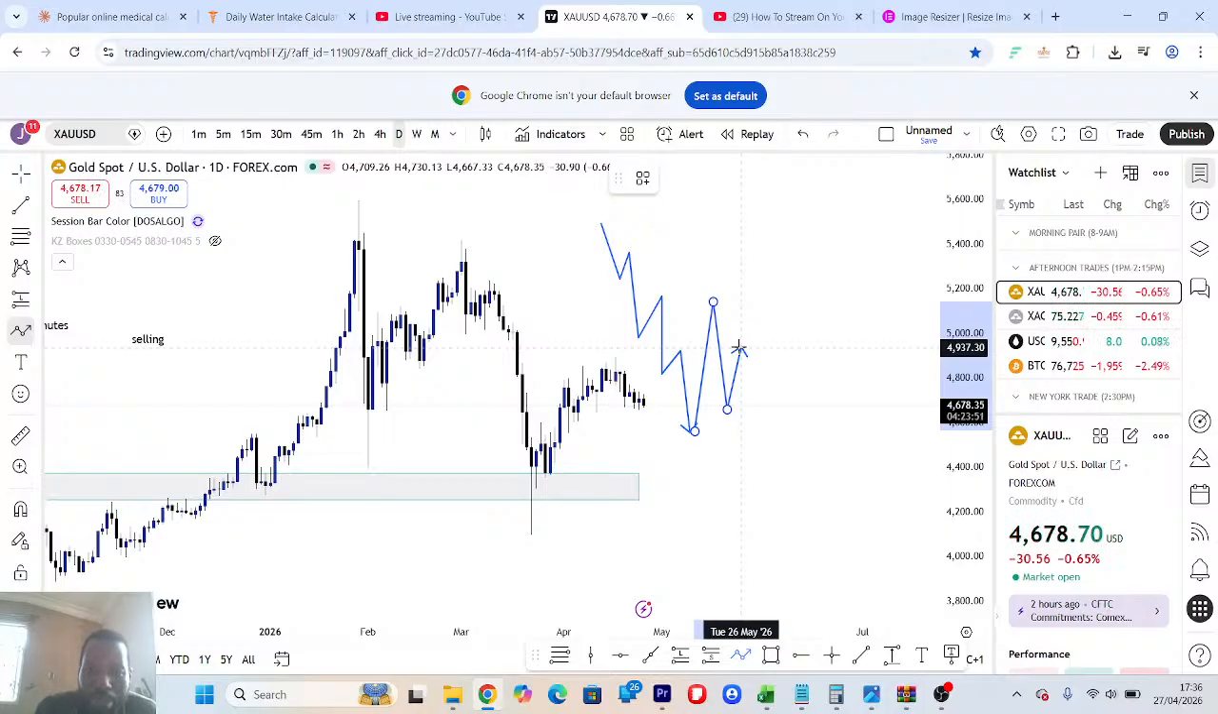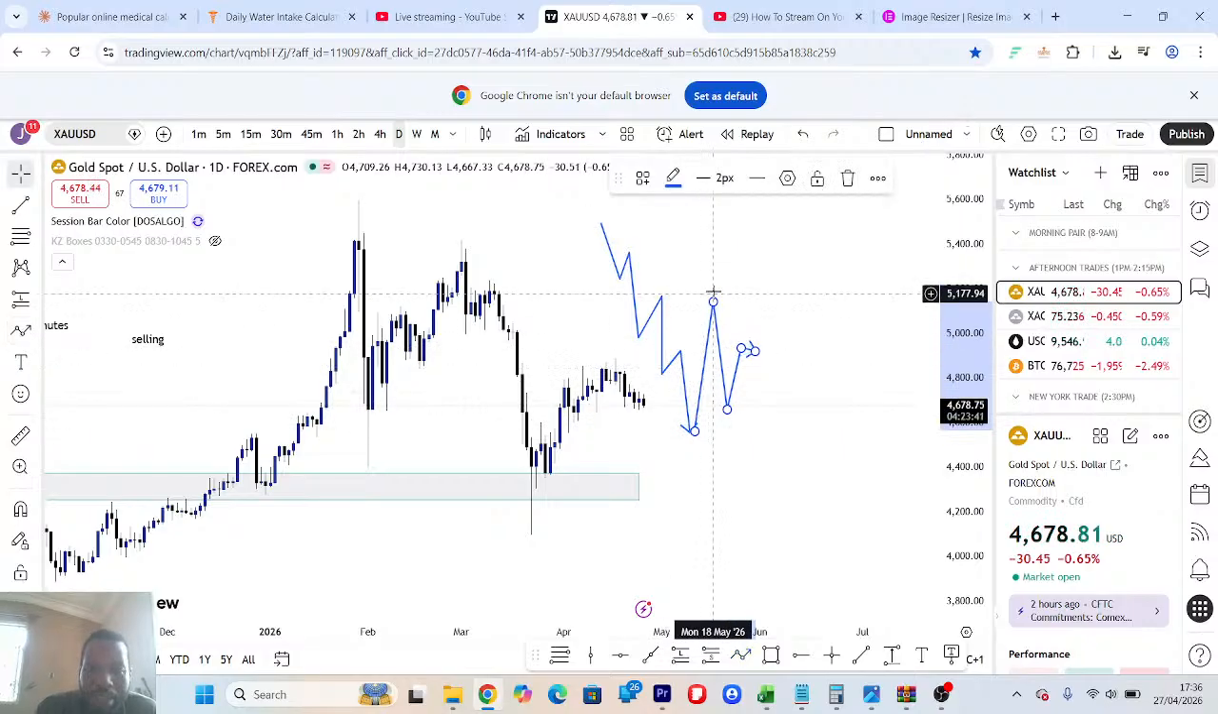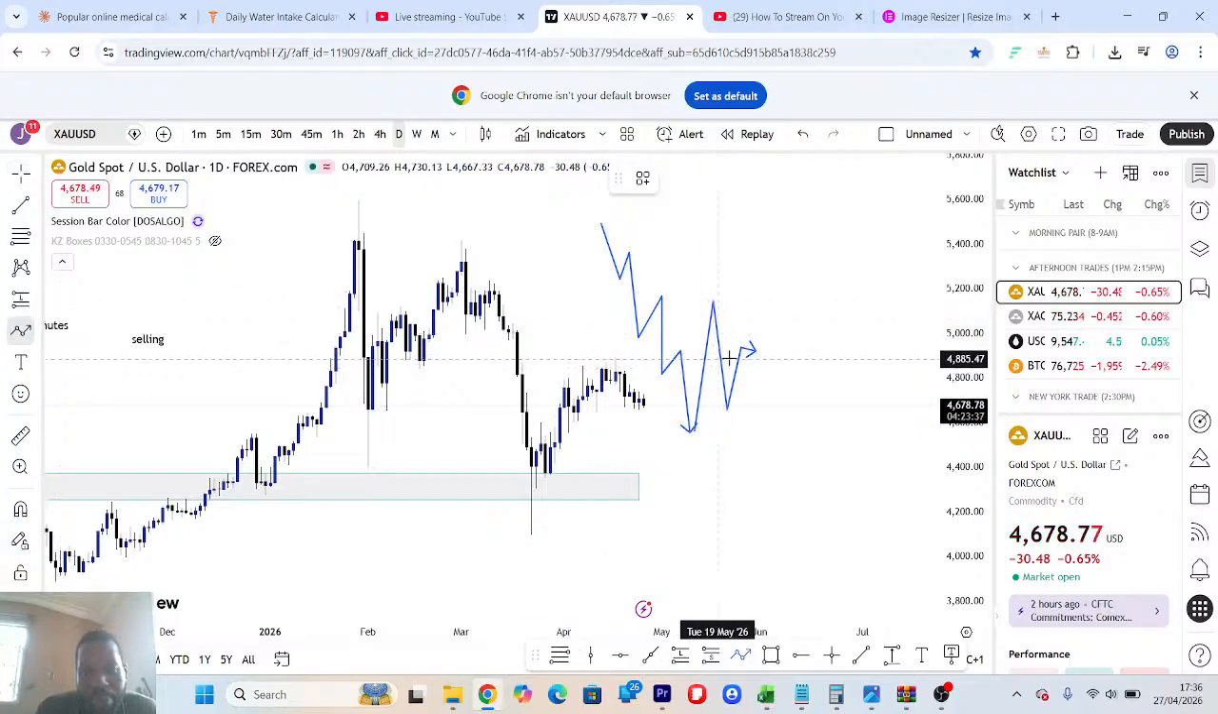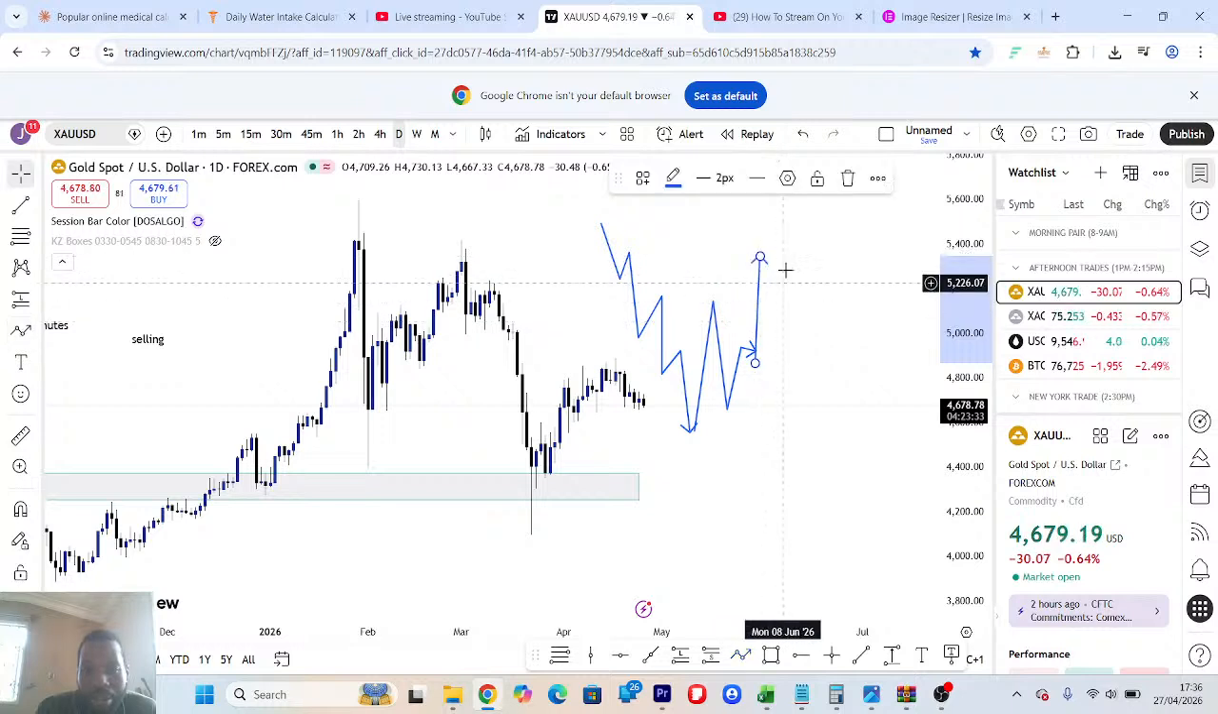You can now start buying because the market is no longer creating lower lows. It has created the first higher high. So we're expecting the market to keep moving up from this level. It keeps moving up like this.